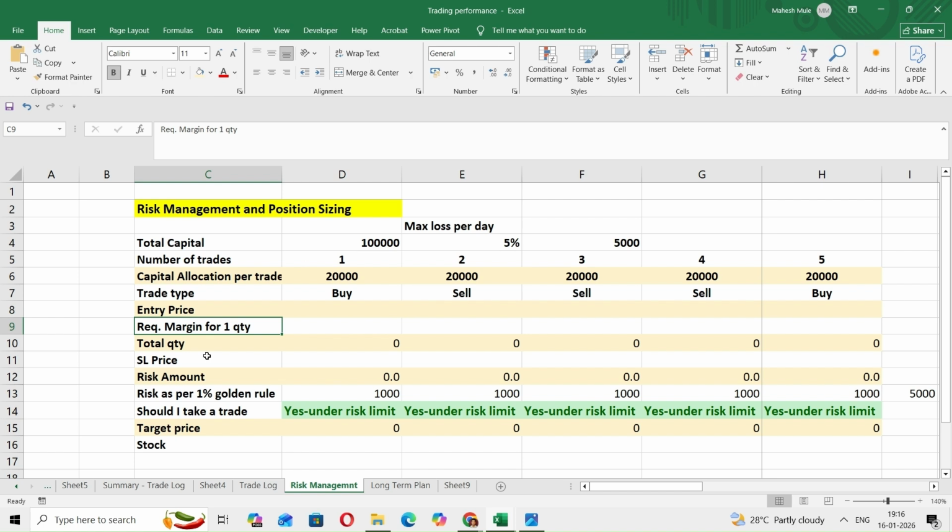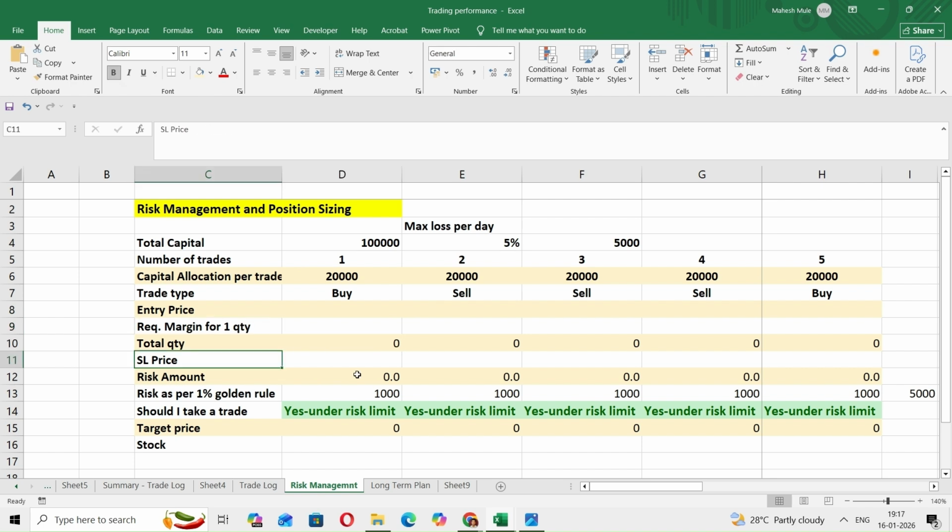See, if you are doing swing trading or positional trading, then there is no need to calculate a required margin for one quantity because you know what is the required margin, right? Sorry, the price of the particular stock is only the required margin for purchasing that one share. But in case of intraday, you are using leverage. So some brokers may provide you 3 times leverage, 4 times leverage, or 5 times leverage depending on the broker. So accordingly you have to mention here how much margin is required for taking one quantity. Okay. So accordingly it will calculate total quantity.